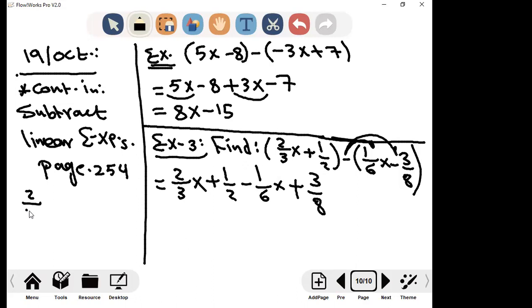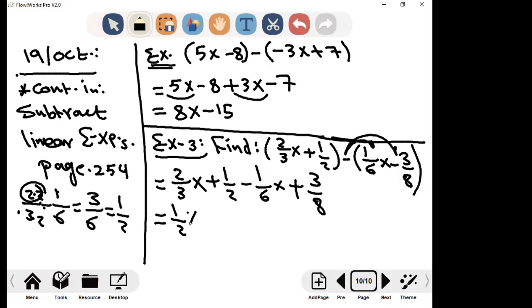I will take 2 over 3 minus 1 over 6. Here multiply by 2, and here multiply by 2, right? Now 4 minus 1, which is 1 over 2. Now bring your answer here, 1 over 2x. Don't forget that. So I'm done with 2 over 3x and 1 over 6x, half x, right?